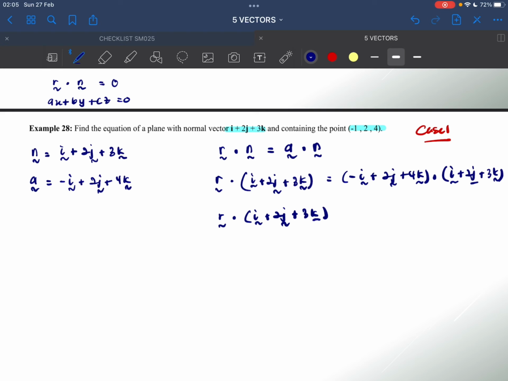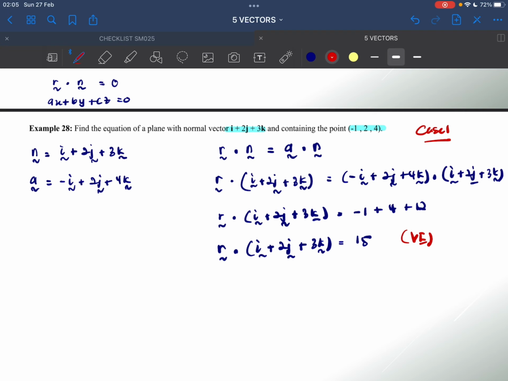So on the left hand side, just leave it like it is. The dot product here we have to find negative 1 times 1, we have negative 1. 2 times 2, we have plus 4. 4 times 3, we have plus 12. Which is here we'll have 15. Okay, so on this side here, just leave it like it is. So that is your vector equation of a plane.